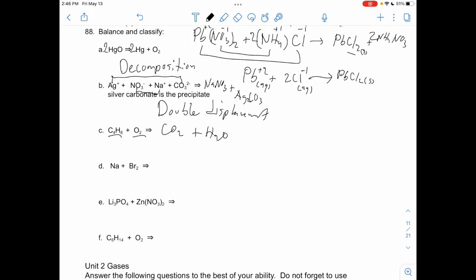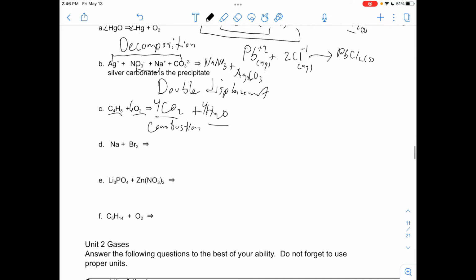This one we're gonna balance. So let's see what is not balanced. Carbons are not balanced. So I'm gonna do a 4 here. Hydrogens not balanced, so 4 there, and then lastly oxygens, so 8 oxygens here, 4 oxygens here, 12 oxygens, so 6, and this is going to be combustion.